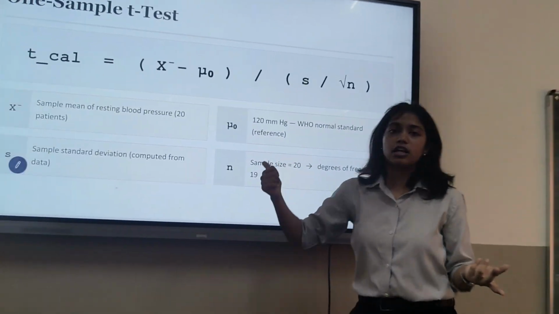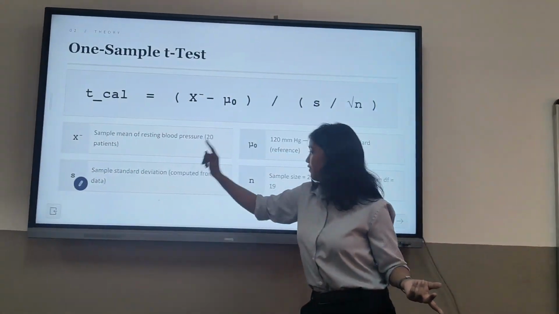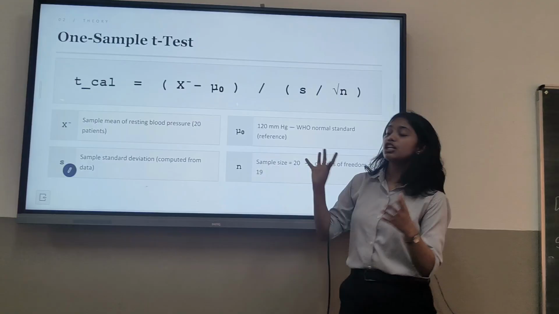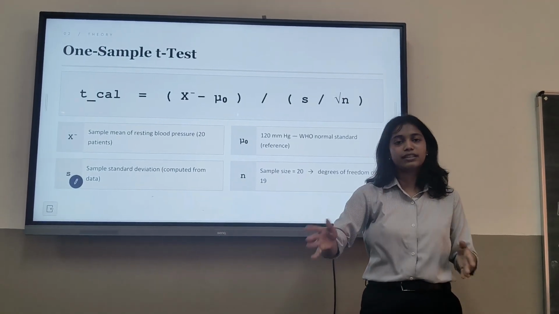WHO normal standard for mu naught, and sample standard deviation and sample size. That is degree of freedom. Degree of freedom, as we know, is n-1, that is 19.